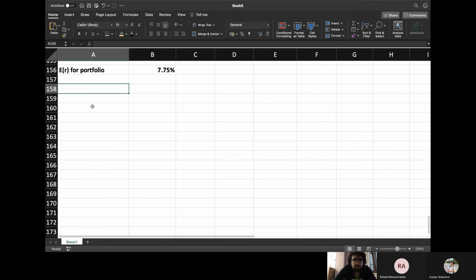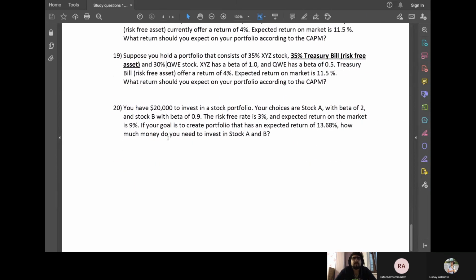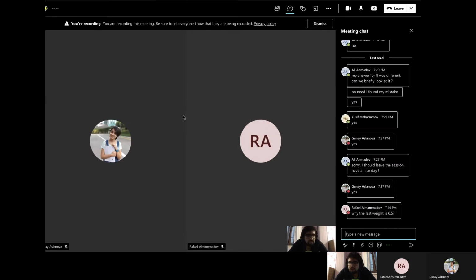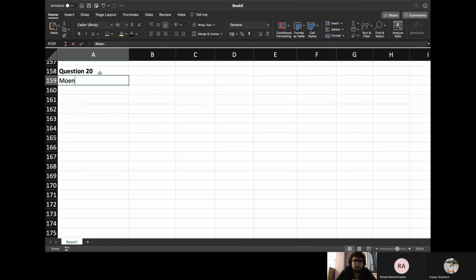And the last question. I will explain the Solver on this question. Solver is not a big deal, but anyway, I will show you. You have $20,000 to invest in a stock portfolio. So you have money of 20,000.